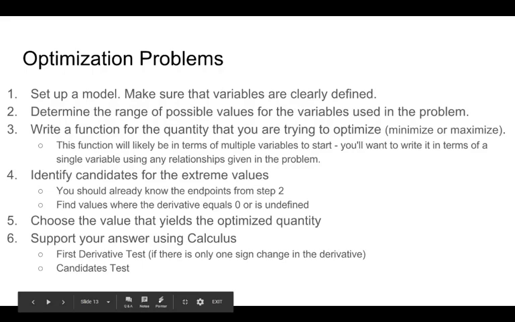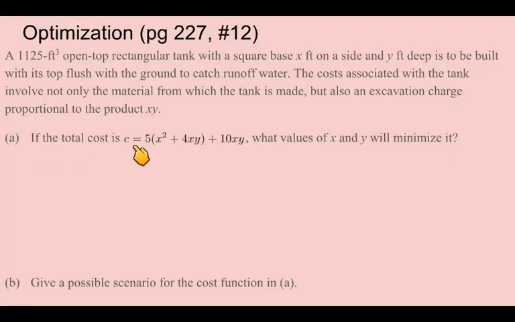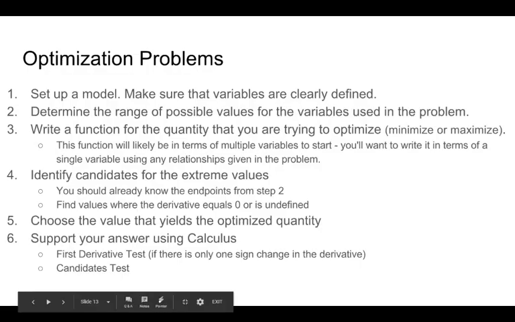Number one said set up a model. That model was actually set up for us on this problem here. That's this right here. This equation is the model that I'm talking about. It's basically a function of two variables in this case that gives us a cost. So when we set up the model, we're going to have some kind of equation, and we're also going to need to know what those variables represent within the problem. So we're going to set up a model, make sure the variables are clearly defined.